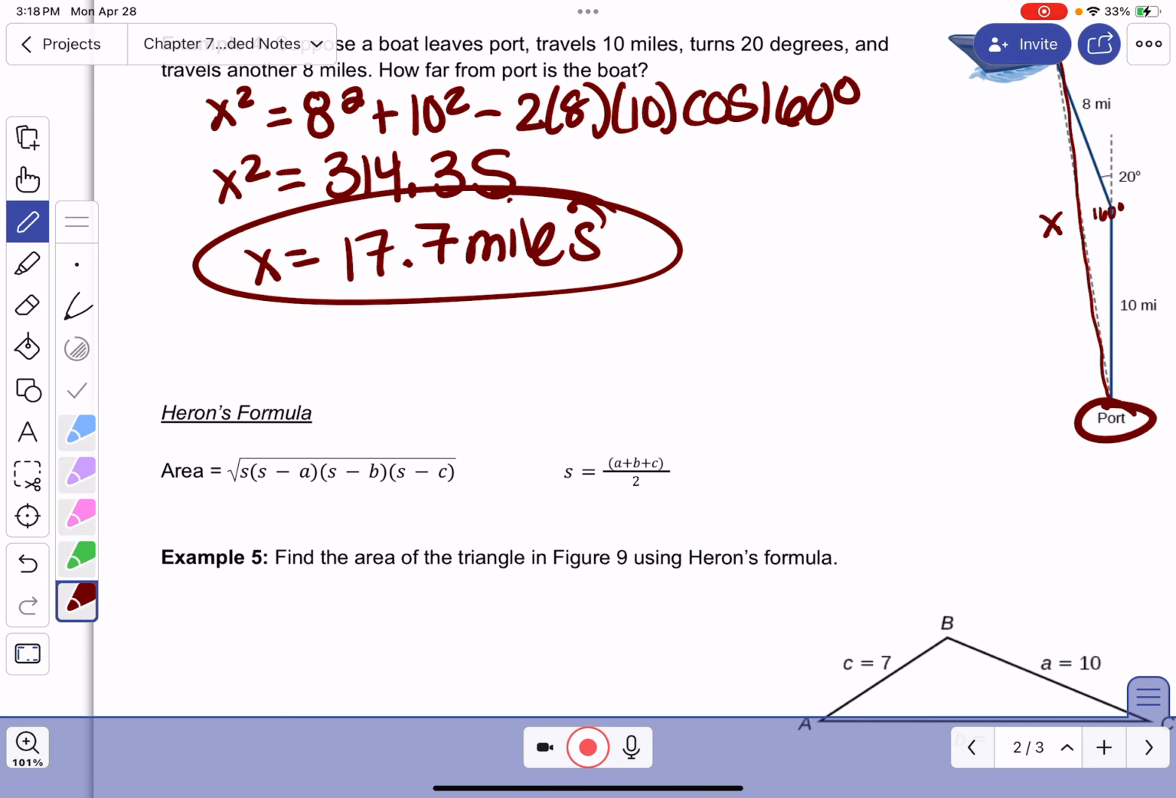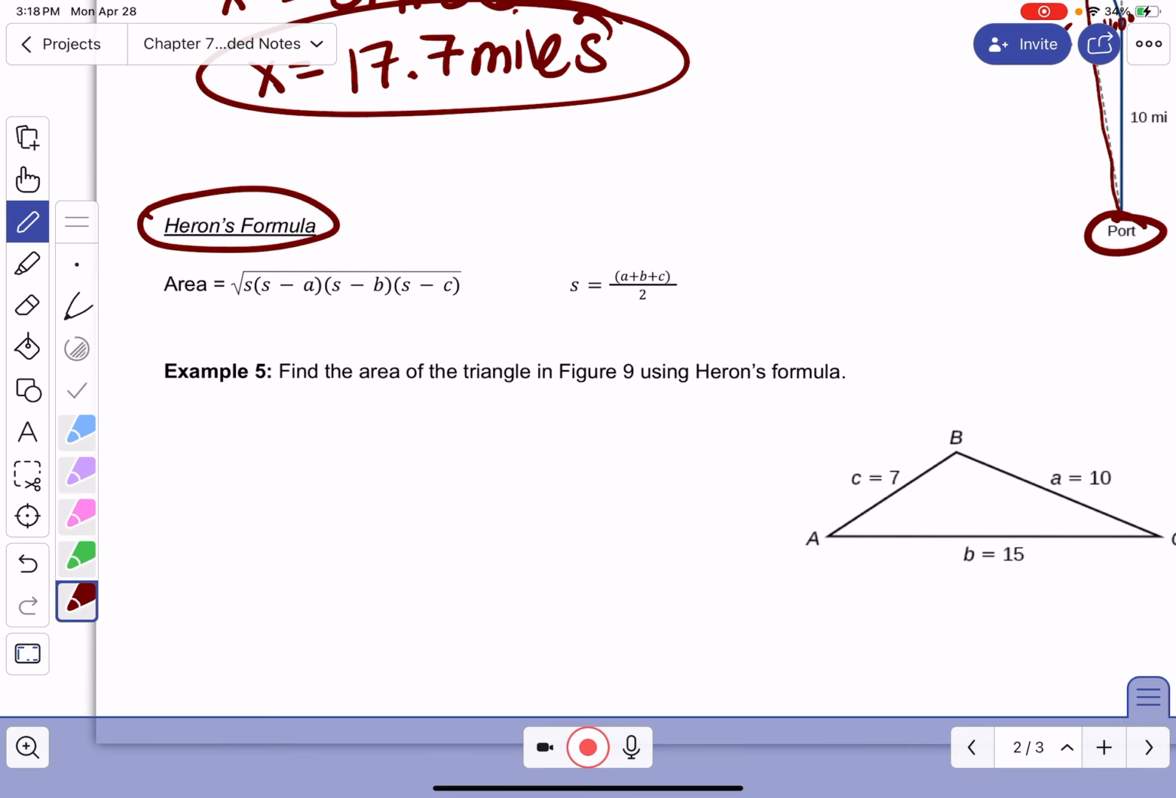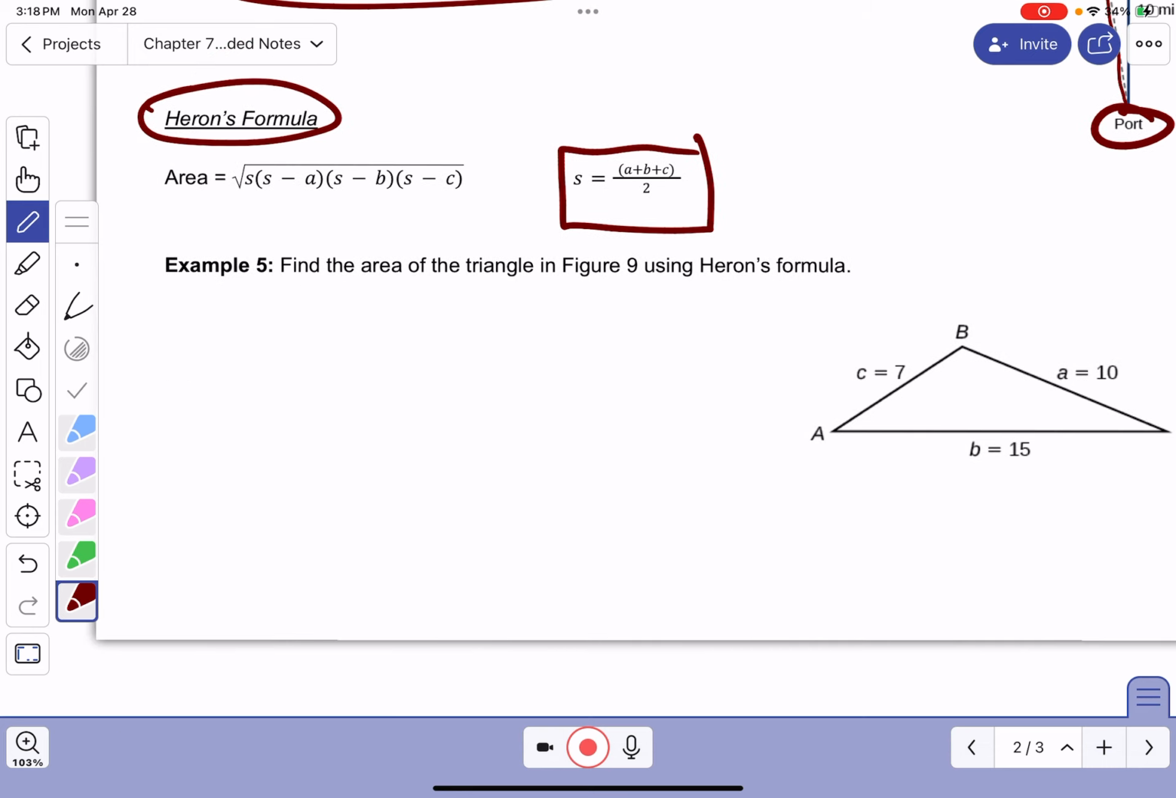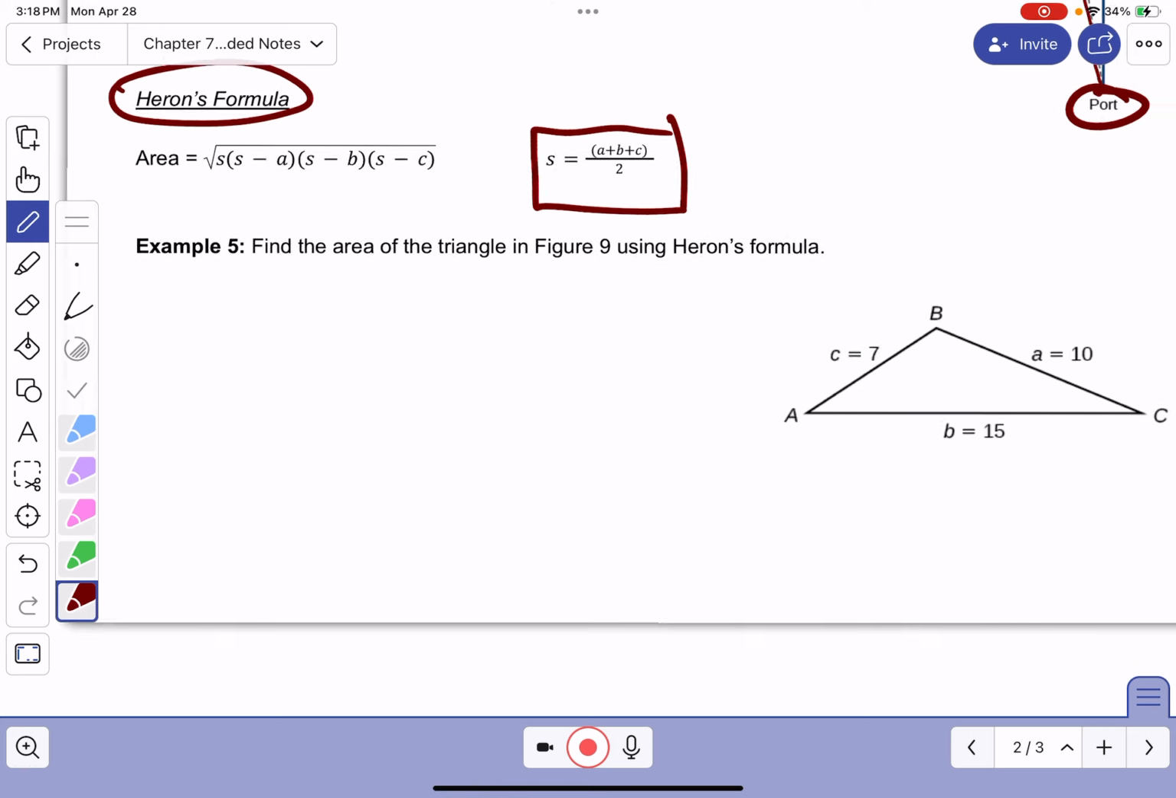And then here's another way to find area. So if you don't know any angles, you can still find the area. It's what's called Heron's formula. First, you're going to find S, which is half of the perimeter. You add the 3 sides, divide by 2, and then plug it into that equation. This will also be on your test. So find the area of this triangle using Heron's formula. So the first thing we have to find is S. So we're going to add the 3 sides, divide by 2. So 7 plus 10 plus 15 is 32. 32 divided by 2 is 16, so S is 16.